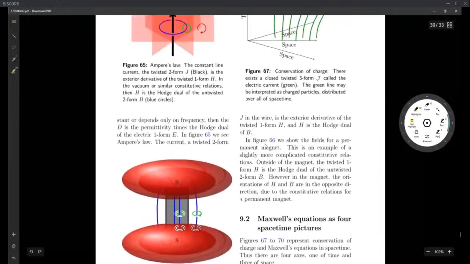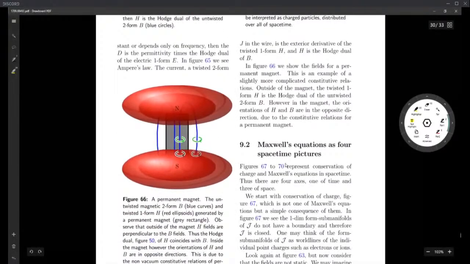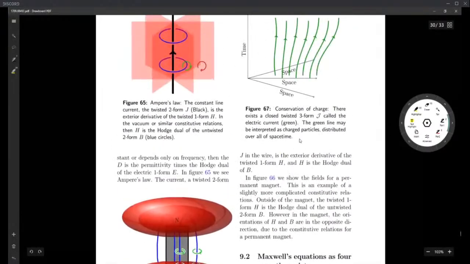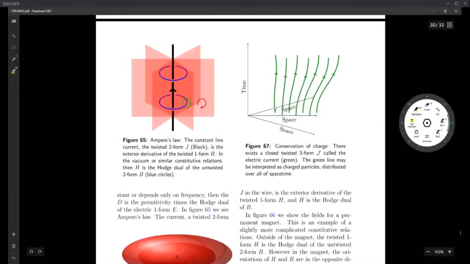So for starters, we can start with the conservation of electric charge. What does it mean for electric charge to be conserved in space-time? That means you have a twisted 3-form J that can be interpreted as charged particles, basically spread out all over space-time. And in a sense, if you choose the metric correctly, these lines are just going to be straight lines.